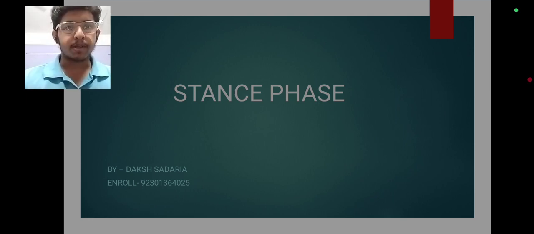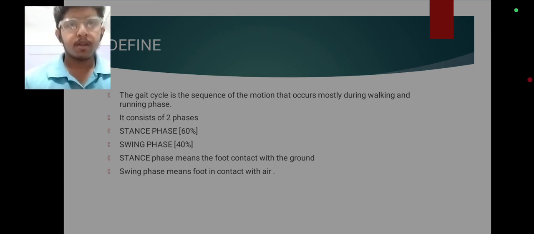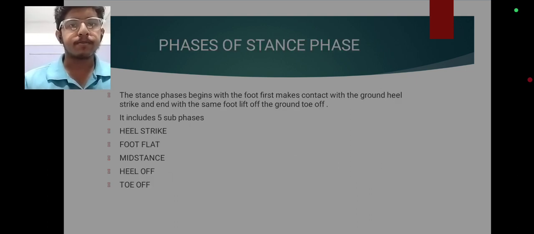My topic today is stance phase. The gait cycle is the sequence of motion that occurs mostly during walking and running. The gait cycle consists of two phases, stance phase and swing phase. The stance phase consists of 60% of the gait cycle and the swing phase consists of 40%. The stance phase means the foot is in contact with the ground. The swing phase means the foot is in the air.